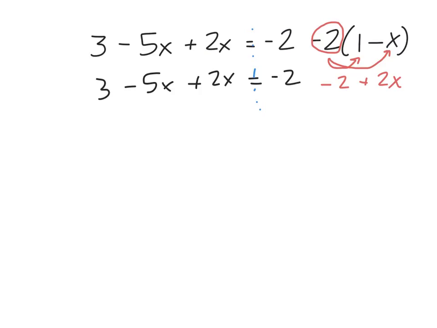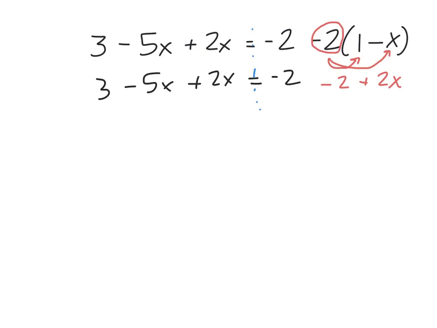So what I end up with is 3 minus 5x plus 2x equals negative 2 minus 2 plus 2x. All we did was distribute. That's why I wrote that in red down there, to let you know that's what we did. Now, before we do anything else, you see we have all kinds of x terms. We got extra like terms here.